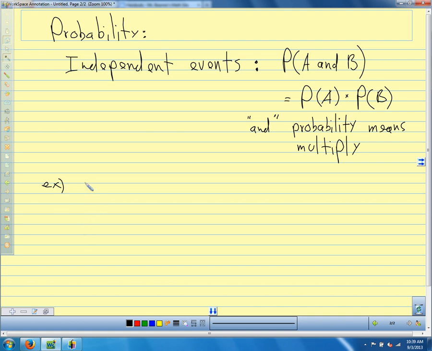Let's say we have on sheets of paper the letters A, B, C, and D in a hat. These are just written on slips of paper and they're in a hat. And we have a die, a 6-sided die. We want the probability.